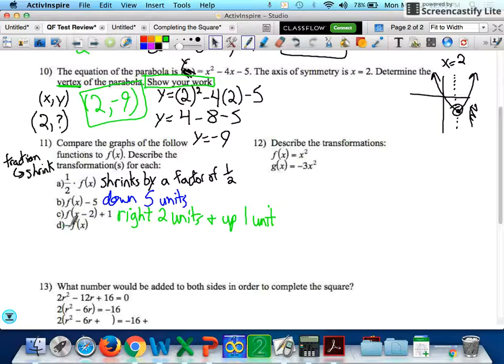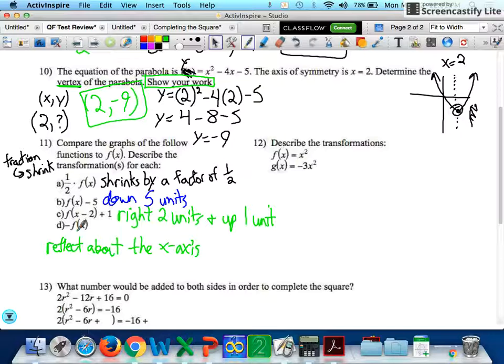D, this is a negative sign appearing in front of the entire equation. Okay, in front of it. Therefore, it means we are reflecting about the x-axis or across the x-axis, around the x-axis, really around a horizontal line. Okay, so shrinks because it was a fraction, down 5, right 2, up 1, and then reflect.